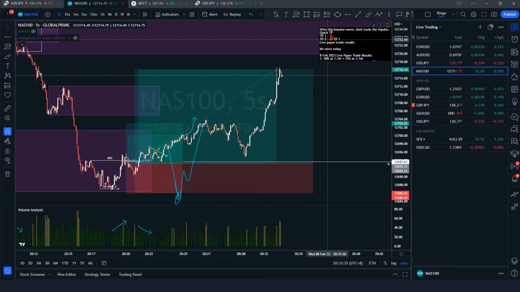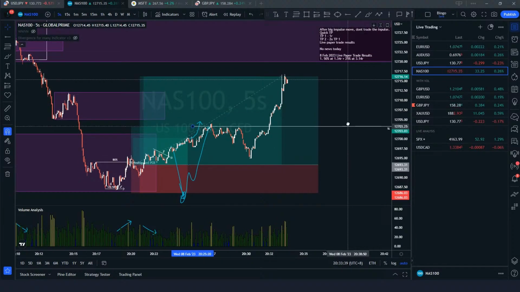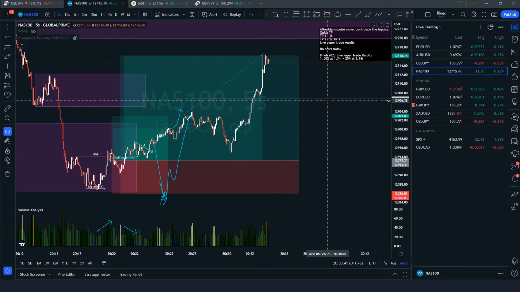I'm gonna close 25% over here. Okay, I just closed 25% here. Okay, 3.14. Okay, so right now I'll trail my stop loss to this local lows over here.